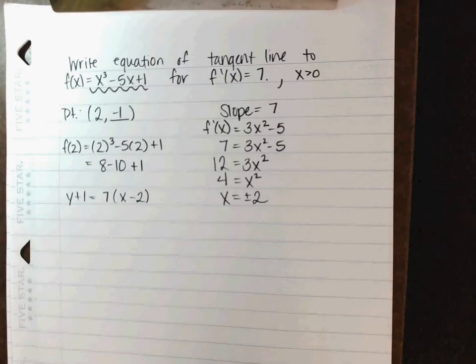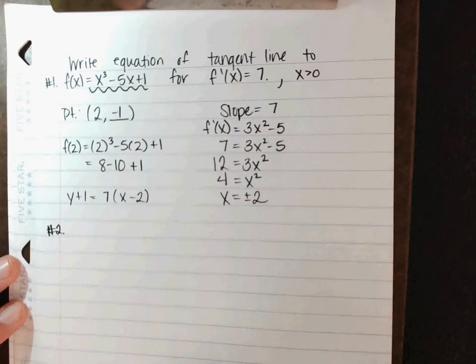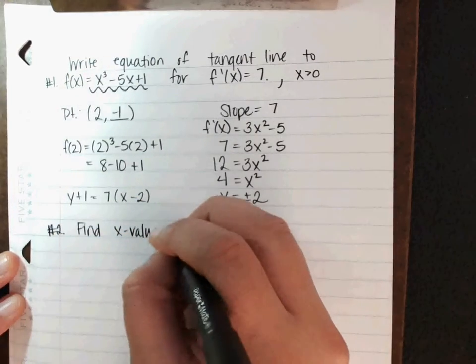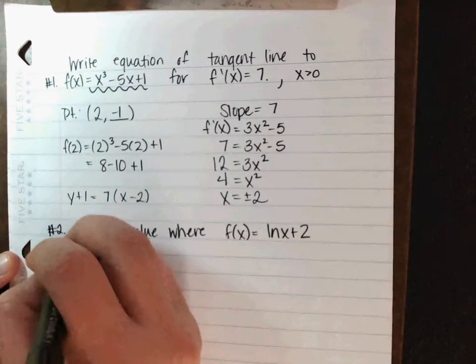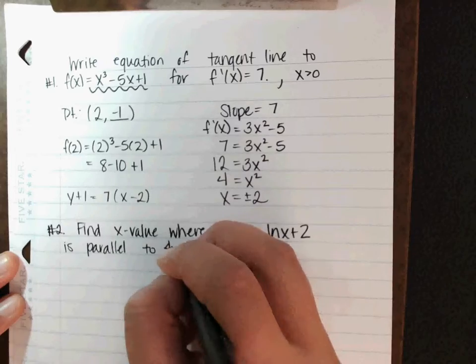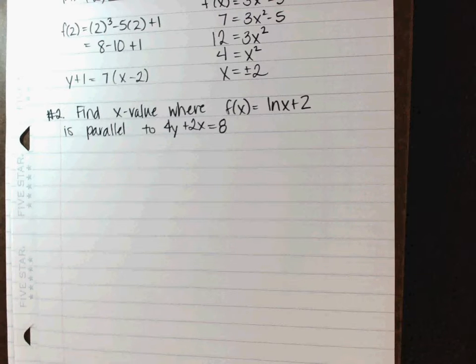Okay, next one, number 2. Remember, we only have 3. We're almost done. This one you're going to need your calculator for. It says, find the x value where f of x equals ln x plus 2 is parallel to 4y plus 2x equals 8. First thing, what do you already know about parallel lines? What do they have to have in common? The same slope. So in calculus, slopes are derivatives, so their derivatives have to be equal to each other.